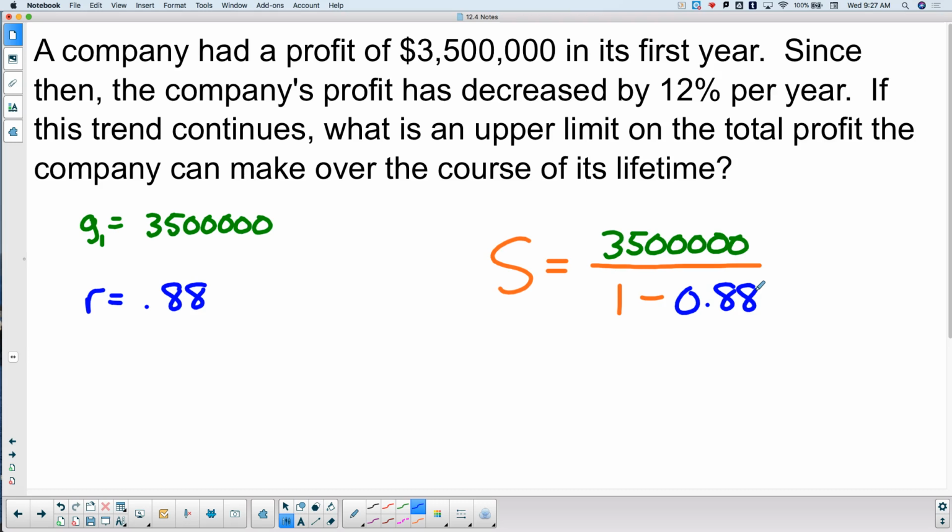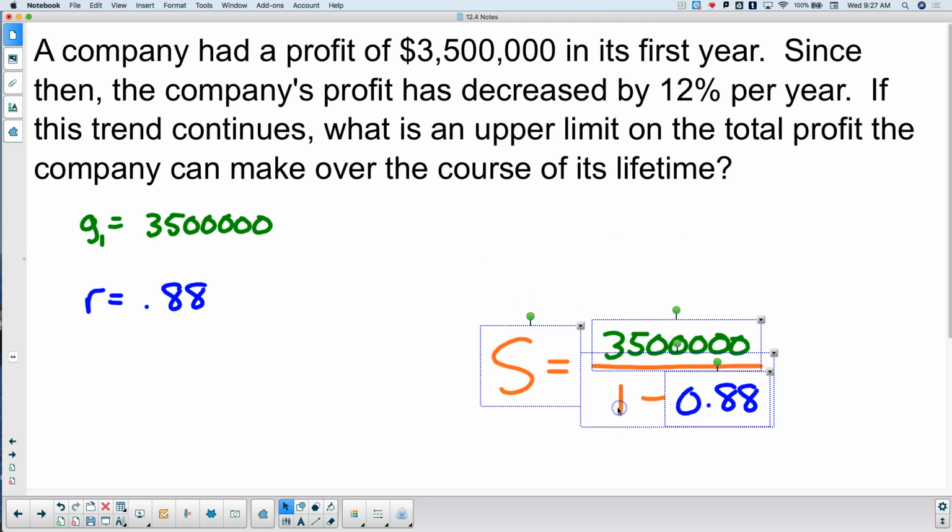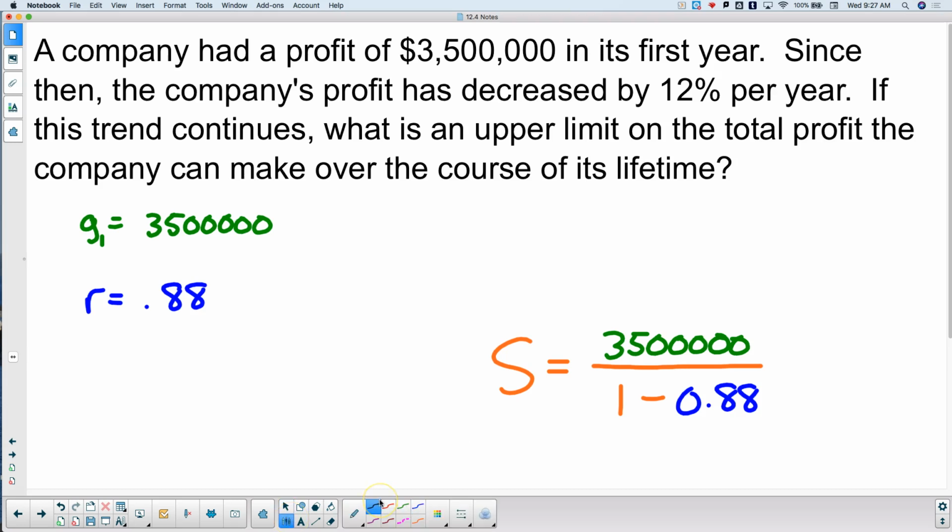Now, let's say, for instance, you didn't get that 0.88 number. What's a way that we could have figured out 0.88? 1 minus 0.12. No, but you didn't know that. So if they made $3,500,000 in the first year, how much money did they make in the second year?